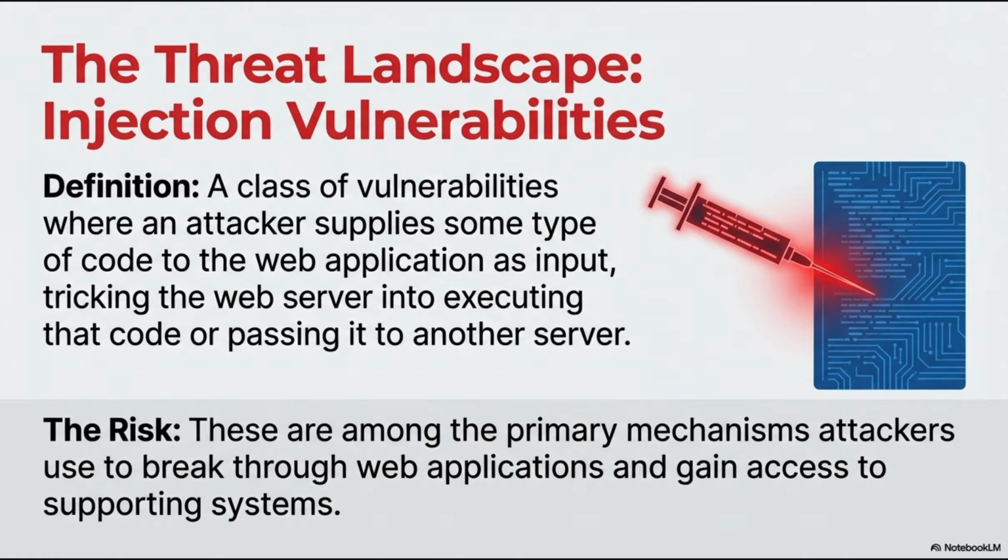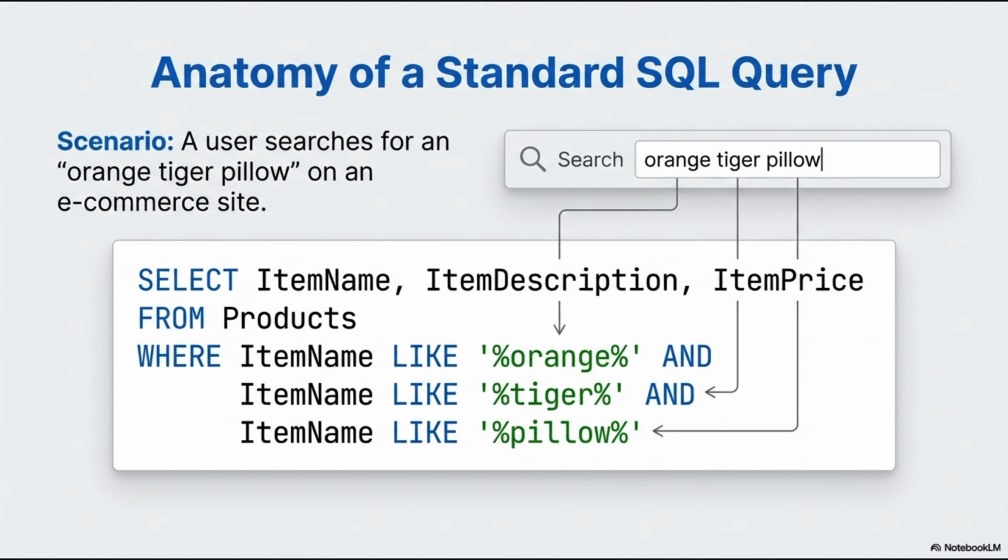Now the threat landscape includes injection vulnerabilities, which is a class of vulnerabilities where an attacker supplies some type of code to the web application as input, tricking the web server into executing that code or passing it onto another server. Now the risk with this is that these are among the primary mechanisms attackers use to break through web applications and gain access to supporting systems.